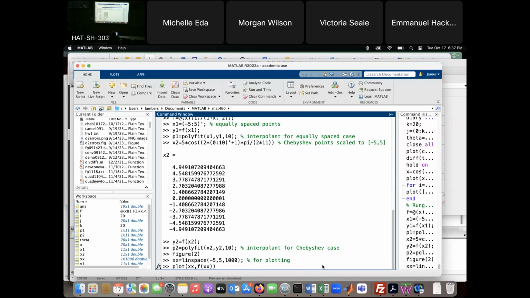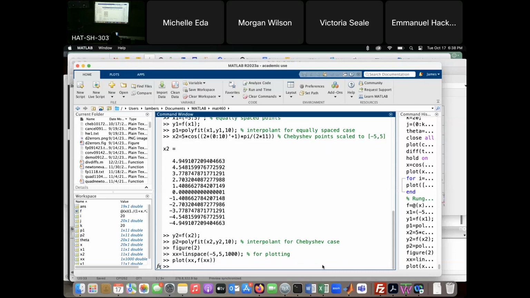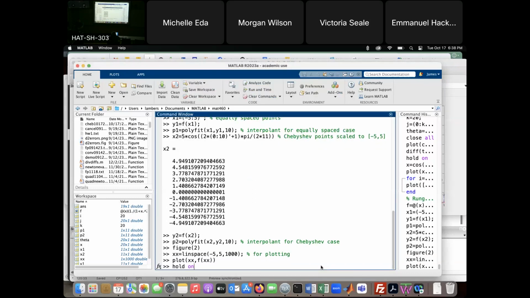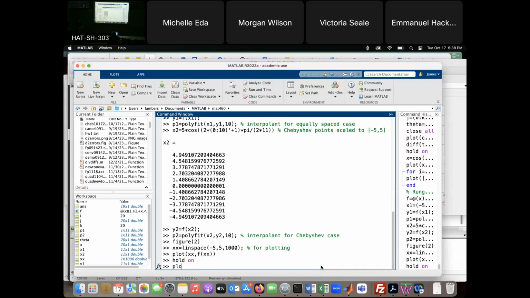All right. So now I'll plot my function. Okay, there it is. That's the function we're trying to approximate. And then I do a hold on. And now I'm going to plot xx, and then I have to evaluate these polynomials. Polyval, first it'll be the equally spaced one. Polyval P1 xx. And I'm going to do it in red, so dash r.